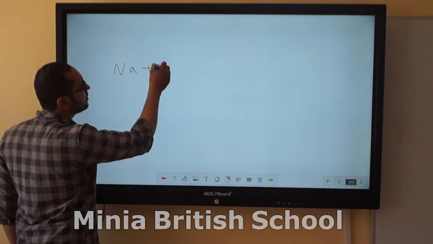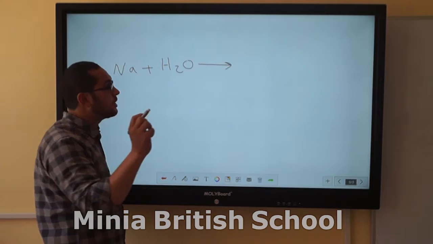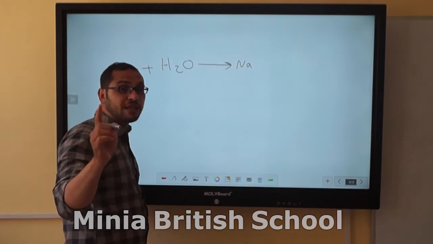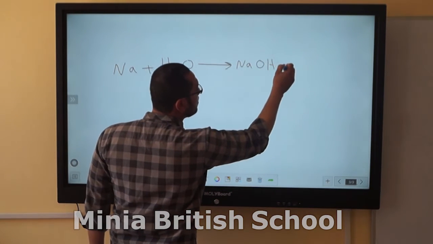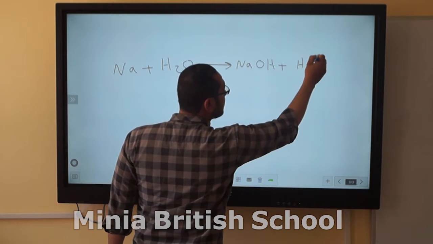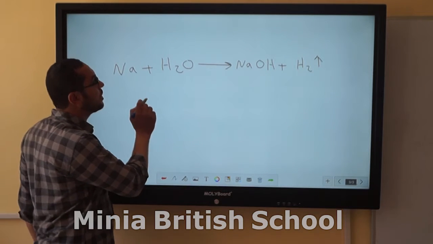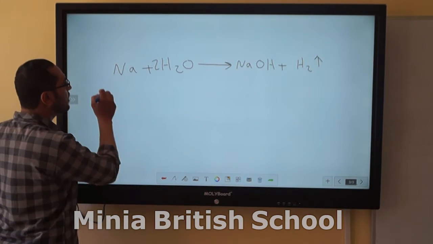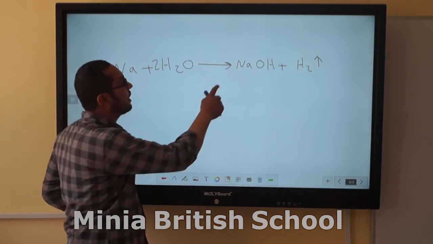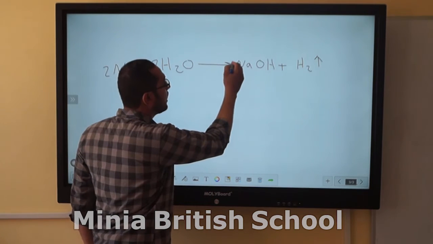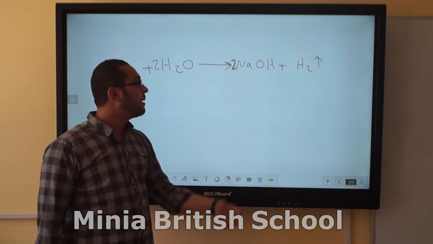sodium reacts with water, forming an alkaline solution. Pay attention, all alkali metals form MOH, plus hydrogen gas evolves. This equation is not balanced. So here we put 2 here and 2 here, so we have 2 atoms of sodium here, and here we have 1 only, so we put 2 here. Now this equation is balanced.